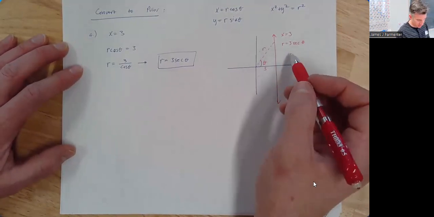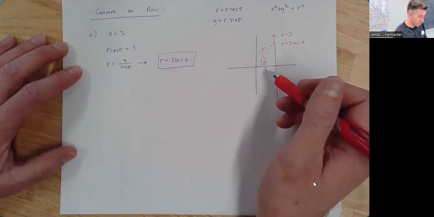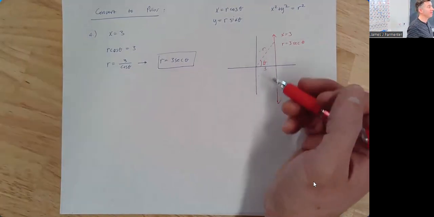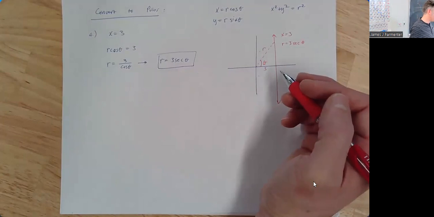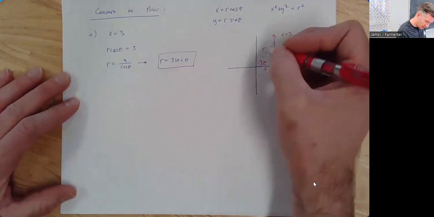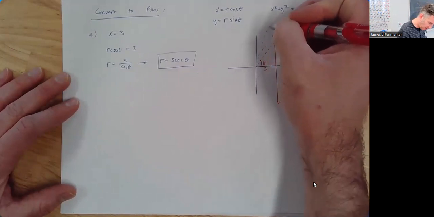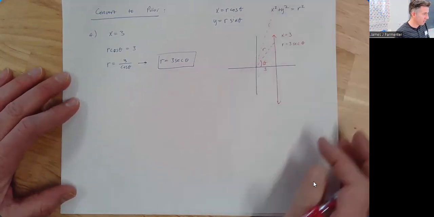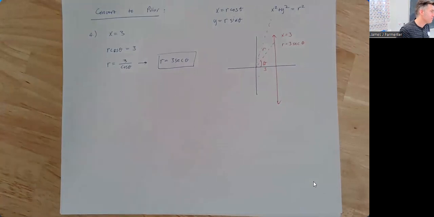And you can see that as your angle gets closer and closer to pi over 2, where secant of pi over 2 is undefined, because it's 1 over cosine of pi over 2, which is 1 over 0. But as that angle gets bigger, you're going to get larger and larger r values. So you're just going to get higher and higher points as that line goes up and up and up. Kind of weird.